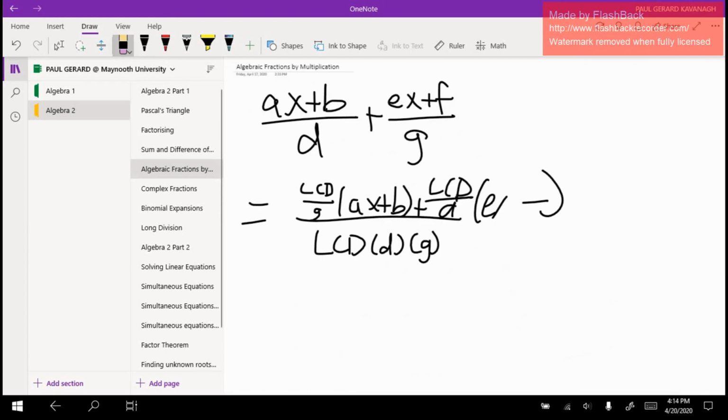So that would be by addition. So you get the lowest common denominator between d and g, and get your two expressions for the numerators, and individually you multiply each by the lowest common denominator divided by its own denominator. Okay, so you've all got that.